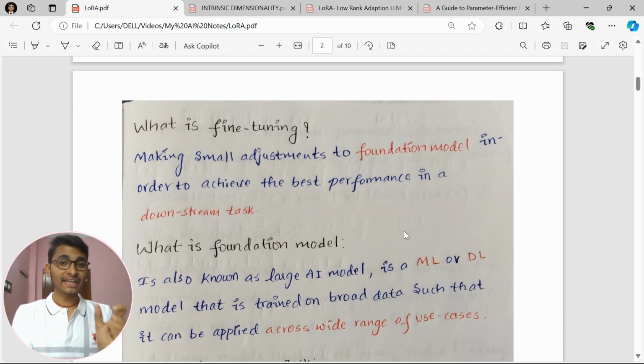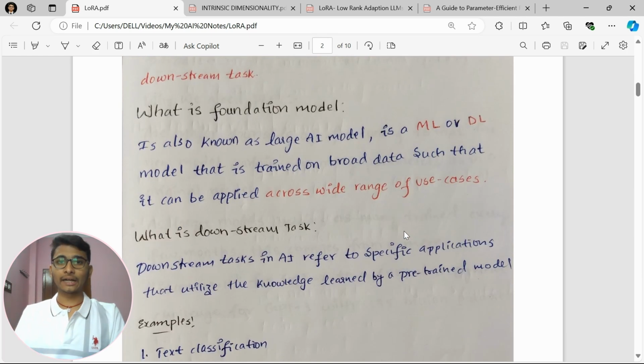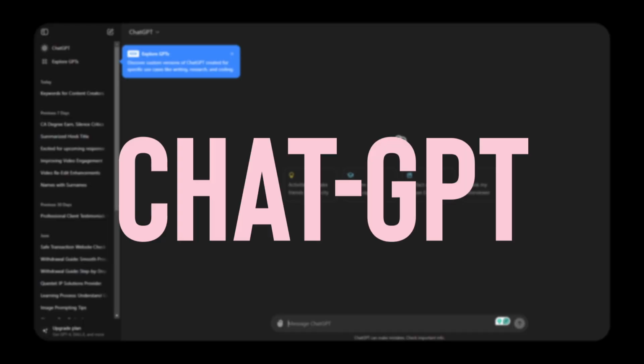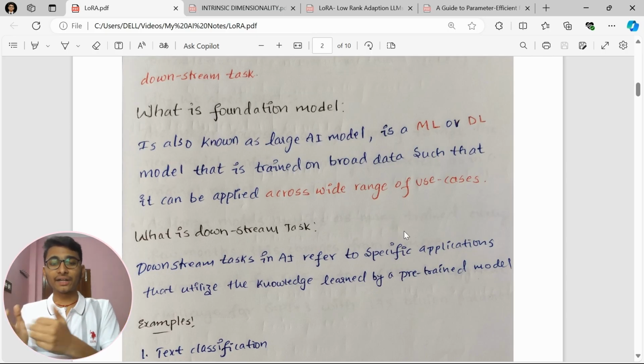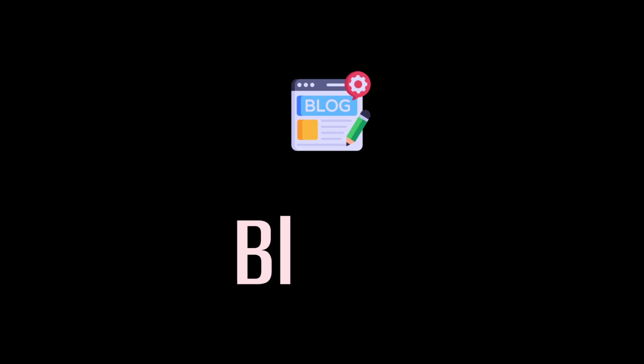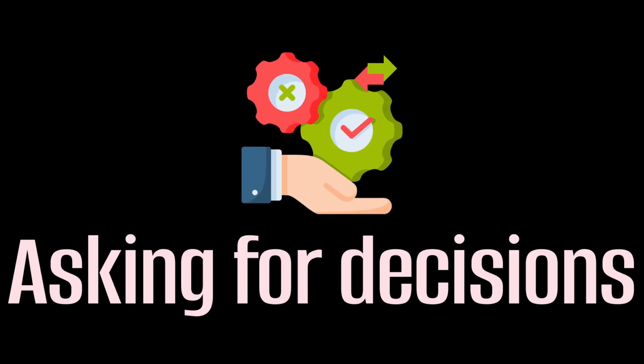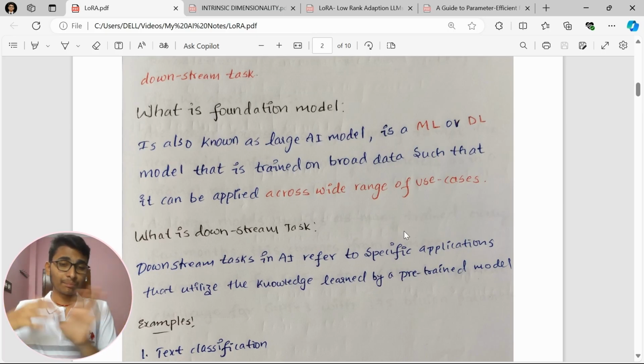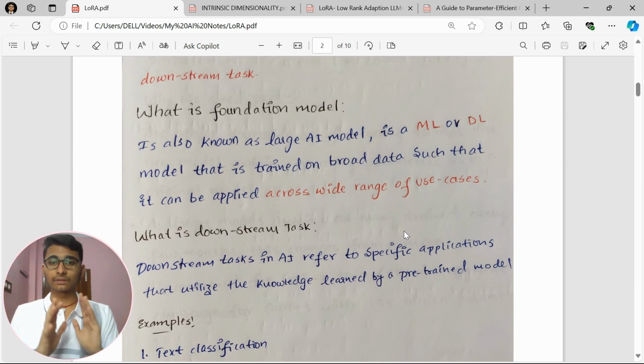Now let's understand the keywords here. The foundation model is a large AI model that is trained on broad data so that it can be applied across a wide range of use cases. For example, in ChatGPT, the underlying GPT model is GPT-4o. Now they are giving it for a limited time. That model we are using for a wide range of tasks: content creation, like generating posts, video scripts, blogs, and asking for decisions, suggestions, ideas, and for medicine, different use cases. We are using it because it is trained on broad data that's present on the internet.